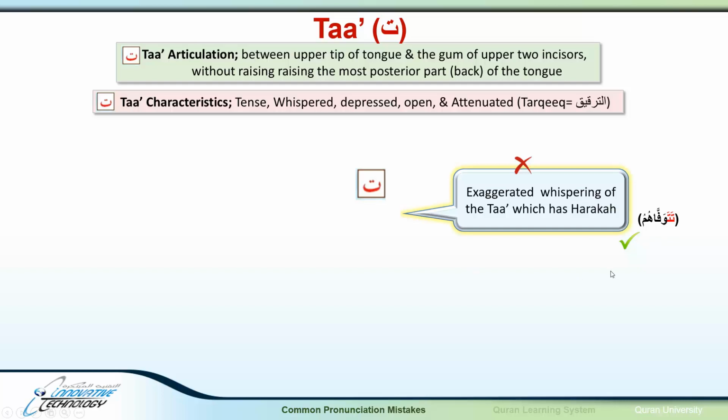The right way of pronouncing it is like this: تتوفاهم, and not تتوفاهم. So you need to avoid exaggerated whispering during the haraka state for the ta.